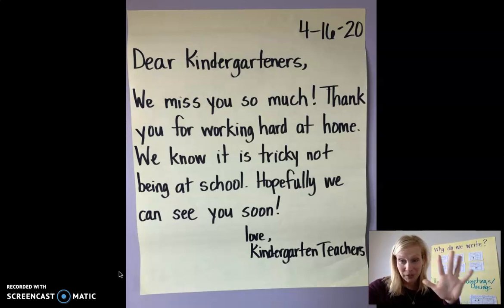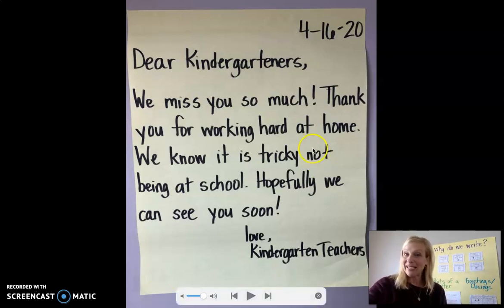So I wrote a letter from all the kindergarten teachers to you. So first, we're going to check for those 5 important parts. Then we'll read the letter together. And then it'll be your turn to write a letter to someone that you miss. Ready? Let's check up here first. I see the heading, 4/16/20. Do you remember what those numbers stand for? 4 is for April, 16th, 2020. I have our greeting.